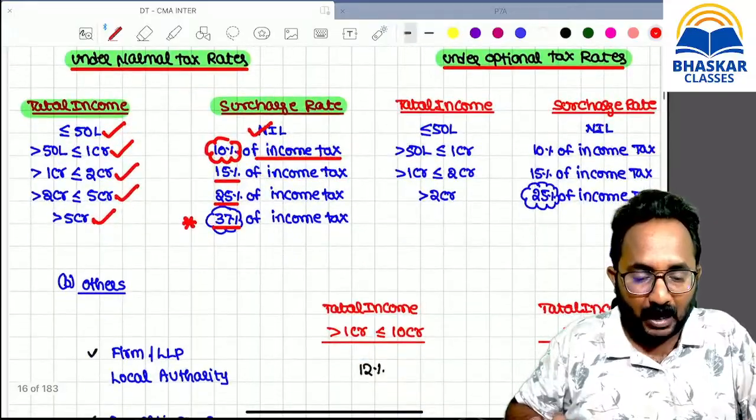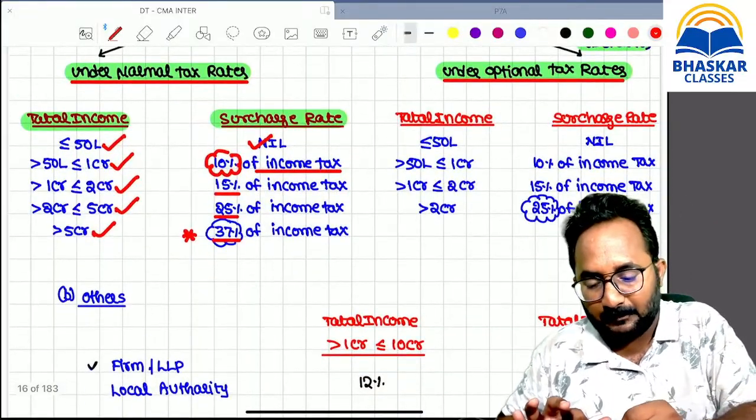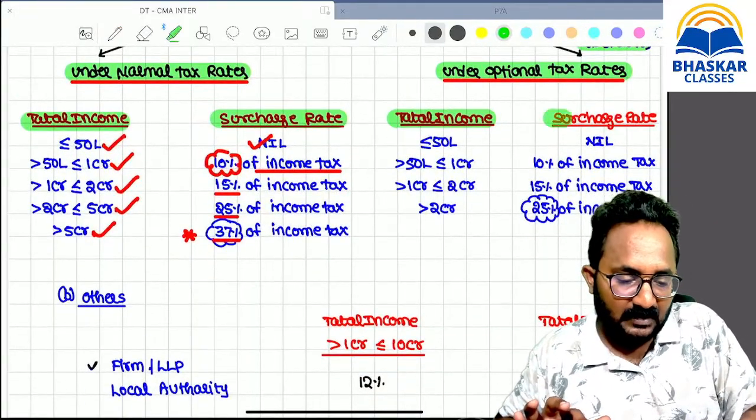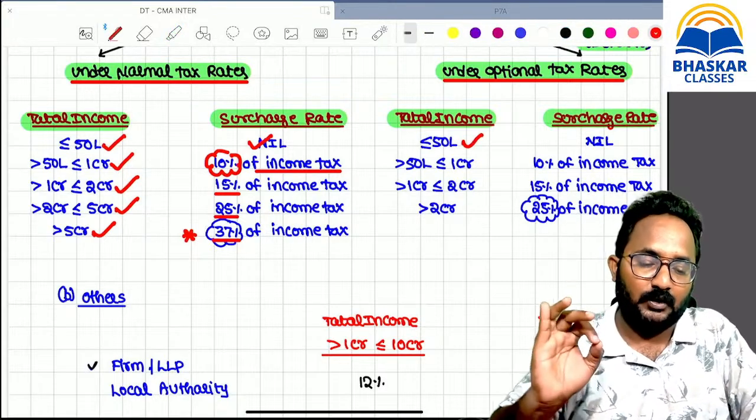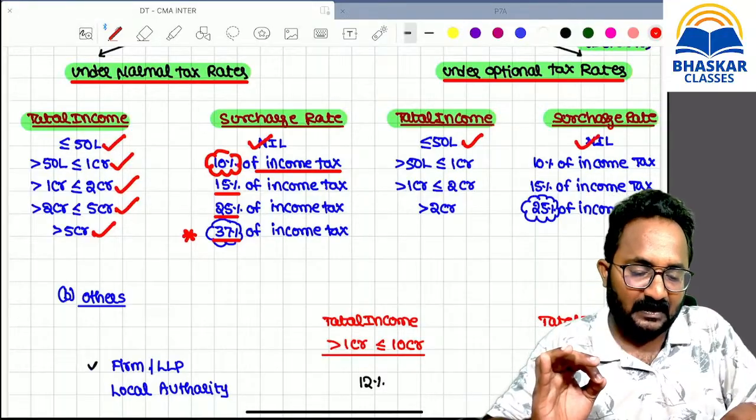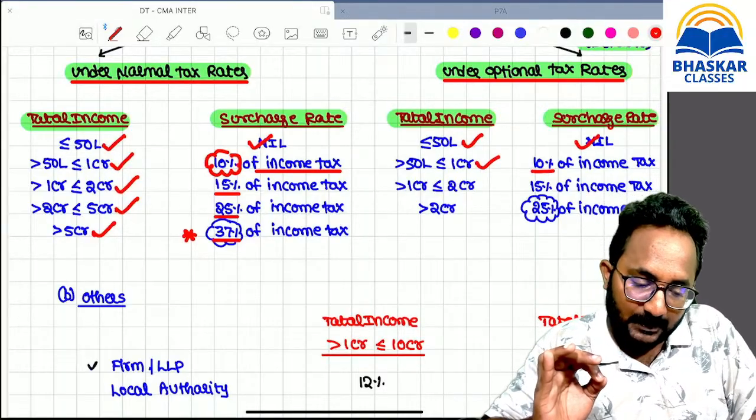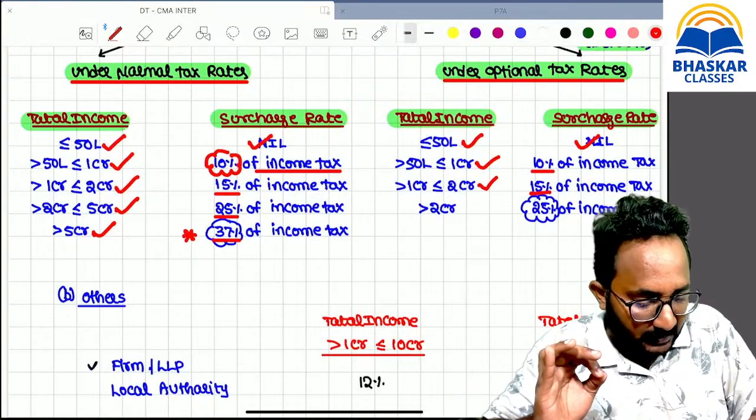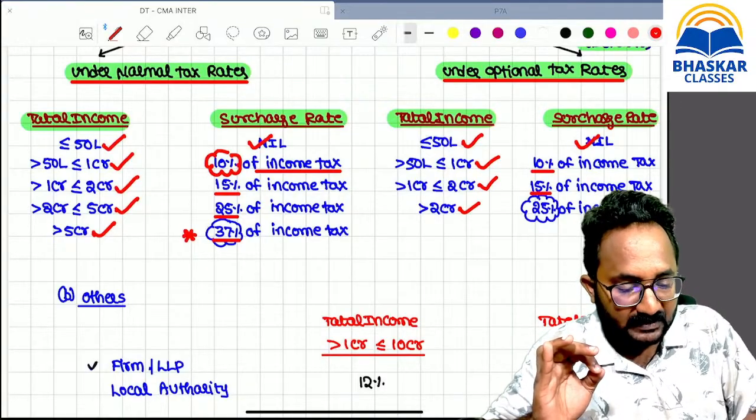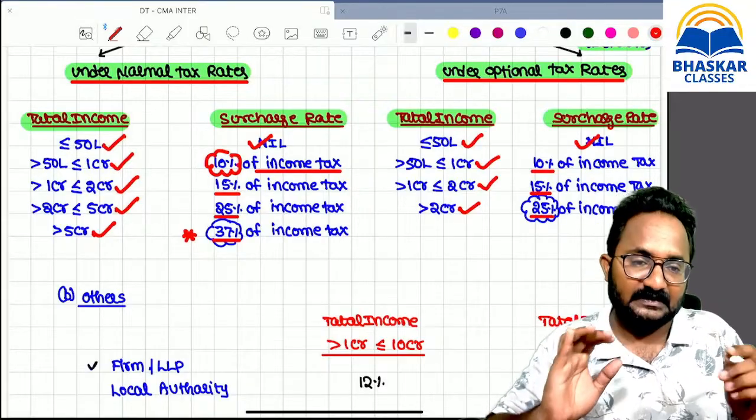Next, sir, if the individual, HUF, AOP, BOI, AJP, other than AOP consisting of companies as members, are following the optional tax rates, please check the total income. Based on that, we can decide the surcharge rate. If total income is less than or equal to 50 lakh, no need to pay surcharge. 50 lakh to 1 crore, 10% of income tax. 1 to 2 crores, 15% of income tax. More than 2 crores, whatever it is, 25% of income tax.